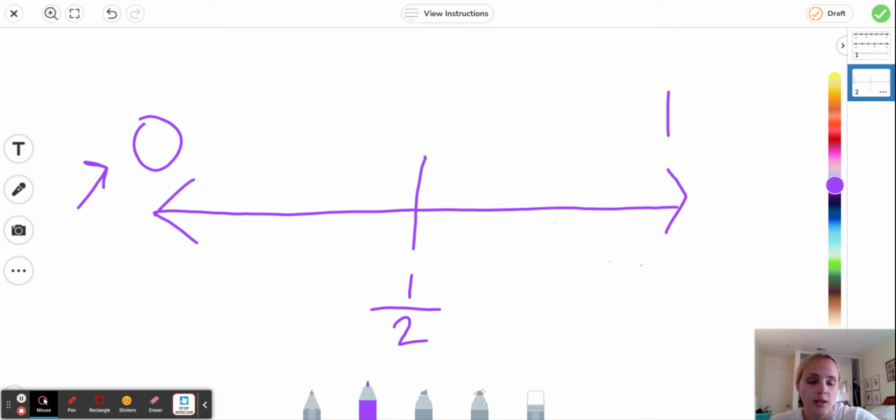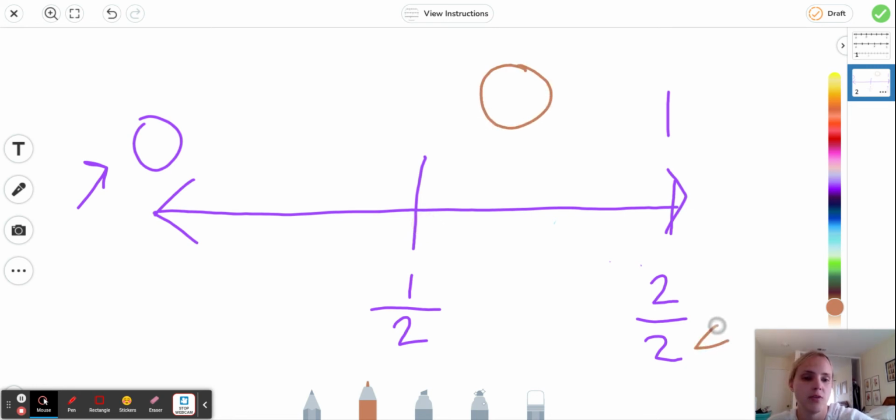What comes after 1? Well, think about it. 2. 2 comes after 1. So this line, which is 1, would be 2 over 2. If I was looking at that as a pizza, I'll draw my pizza right up here. I would have a pizza that would have a total of 2 pieces, split right down the middle.